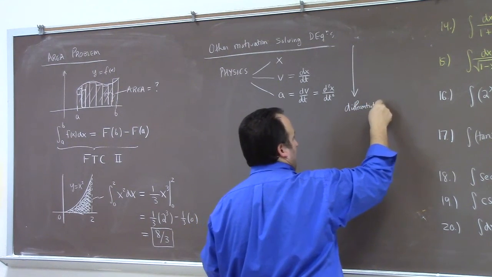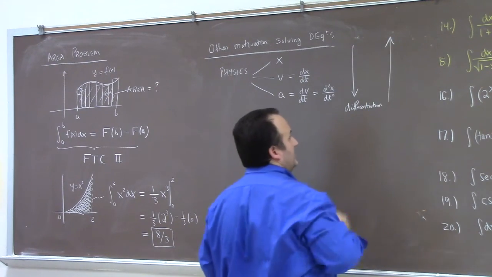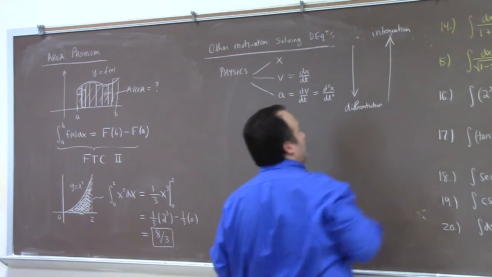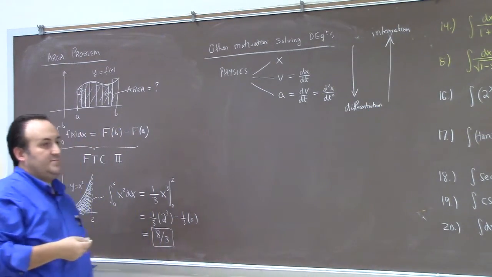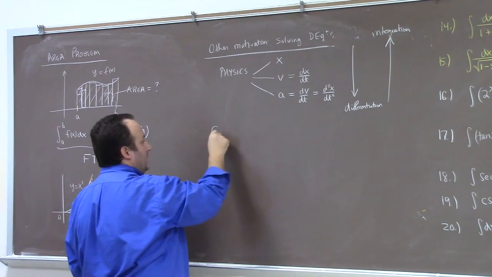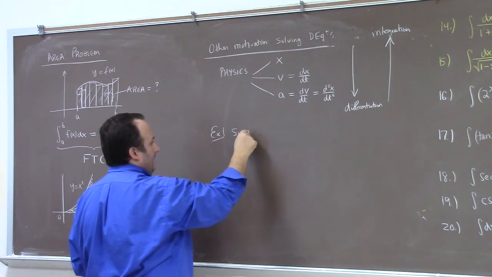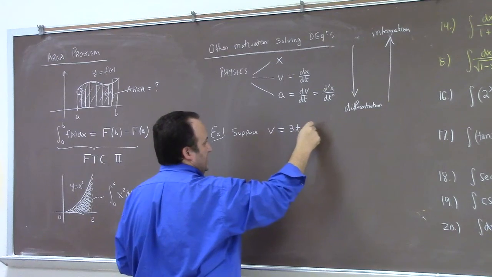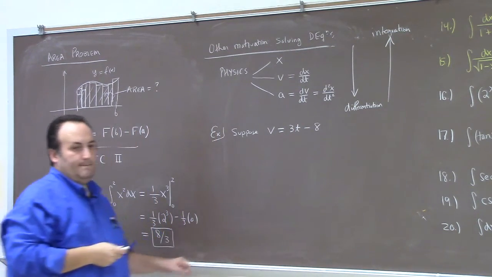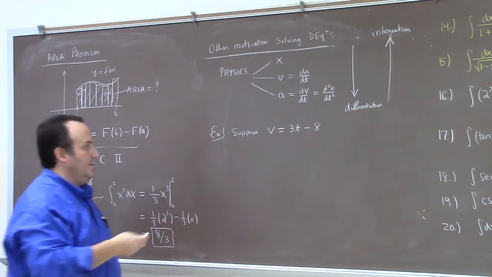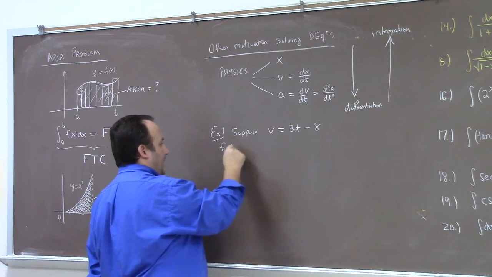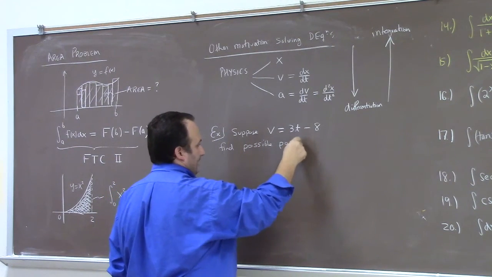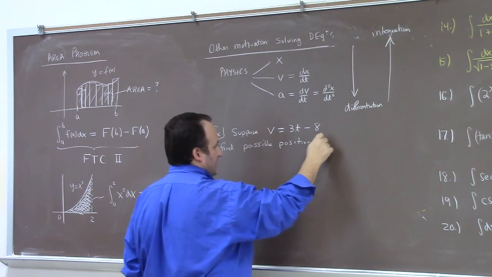How do you go the other way? Integration. Now there's some strings attached, right? Let me give you an example. So suppose the velocity is 3t minus 8. Find possible position x as a function of time.